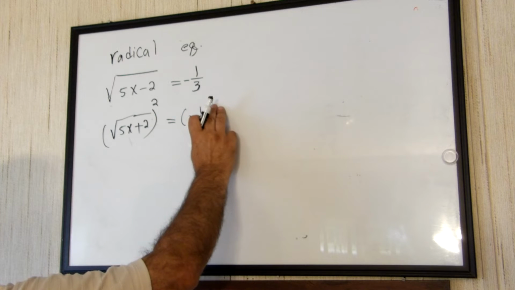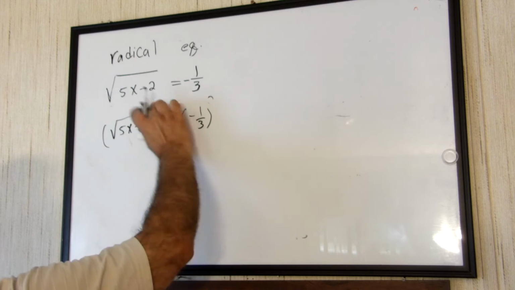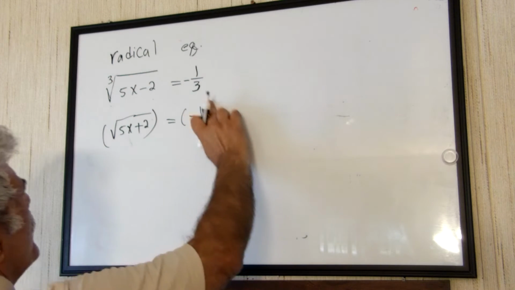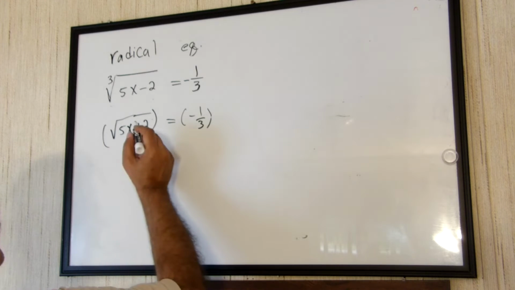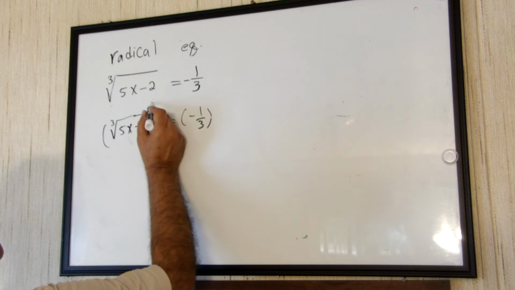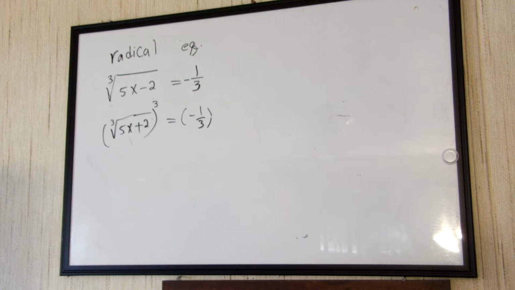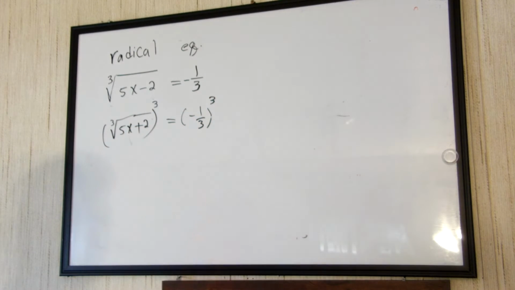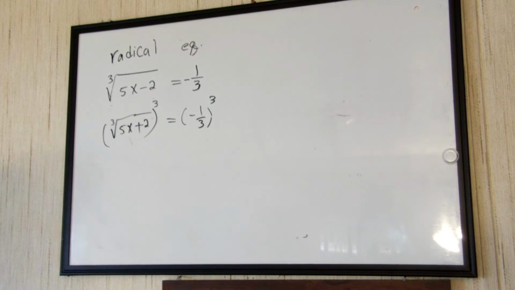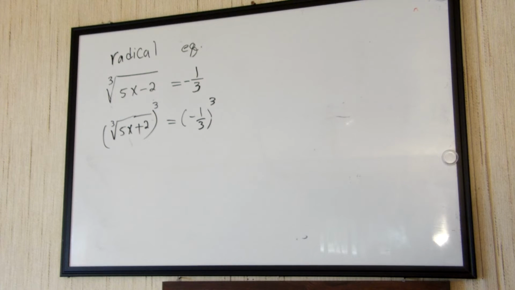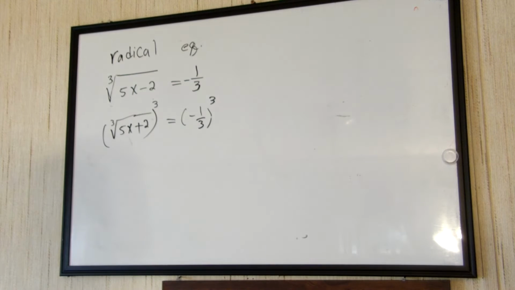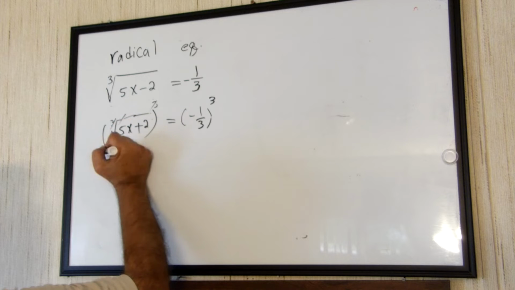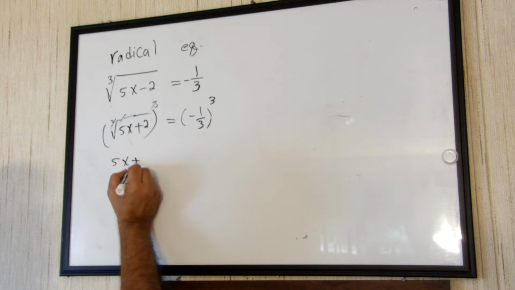Now let's see, this is going to be 3. This is going to be 3. We just change it to see if it's 3. And we've got to raise it to the power of 3, and this one to the power of 3. Whatever we do on this side, we have to do on the other side. We raise it to the power of 3, we have to raise the other side to the power of 3. So this cancels out with this. It's going to be 5x plus 2.